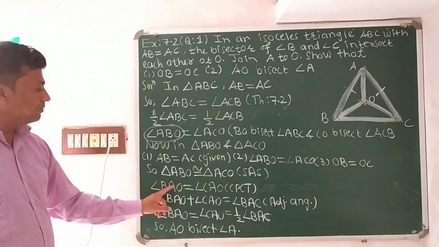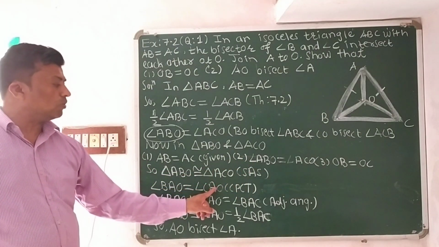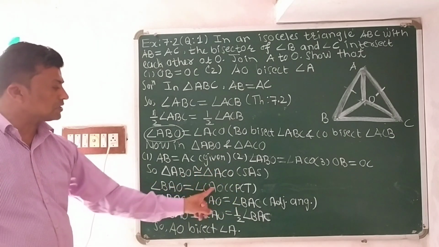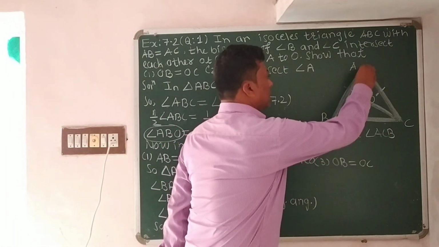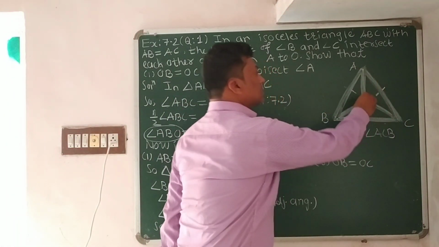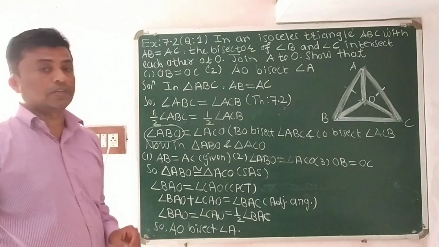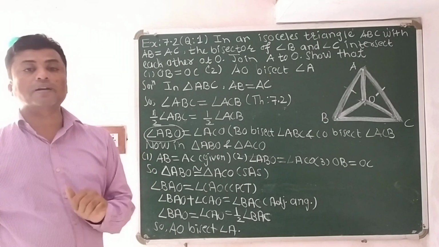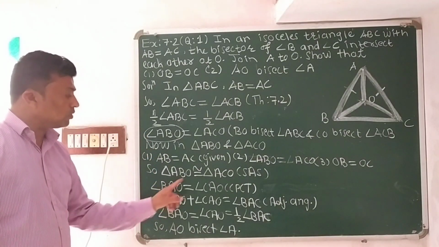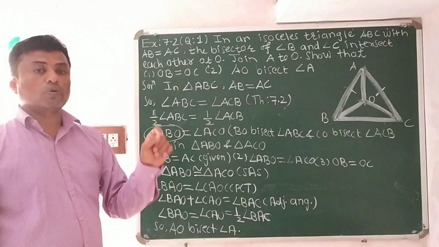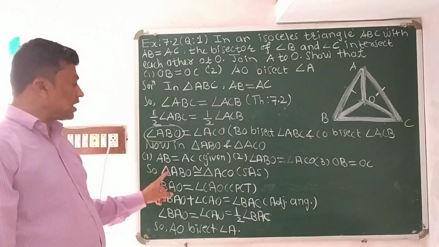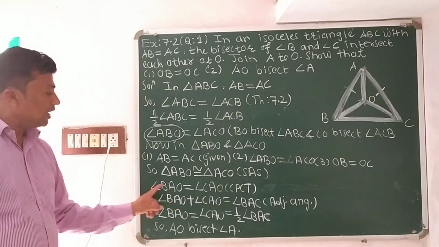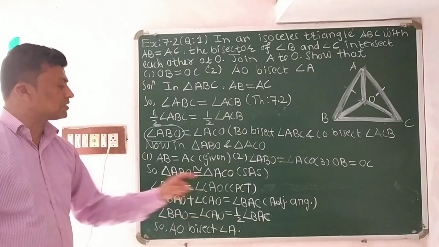Now see children, angle BAO is equal to angle CAO according to CPCT. What is the meaning of CPCT? Congruent triangles, corresponding parts are equal. So angle BAO and angle CAO both are corresponding parts of congruent triangles ABO and ACO. So according to CPCT, angle BAO is equal to angle CAO.